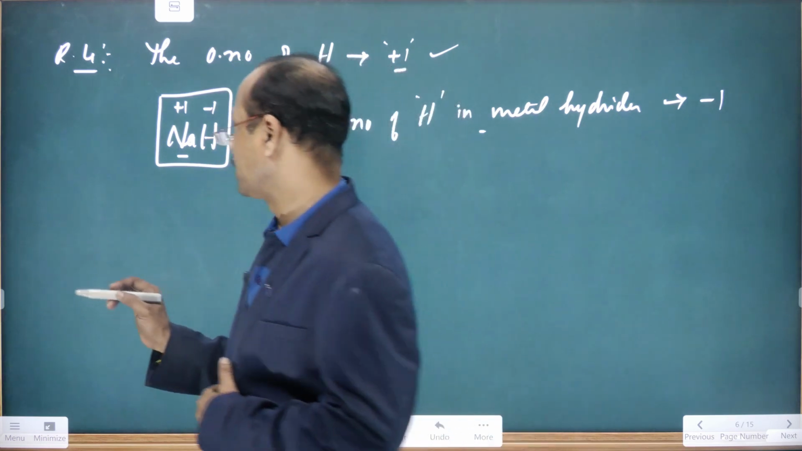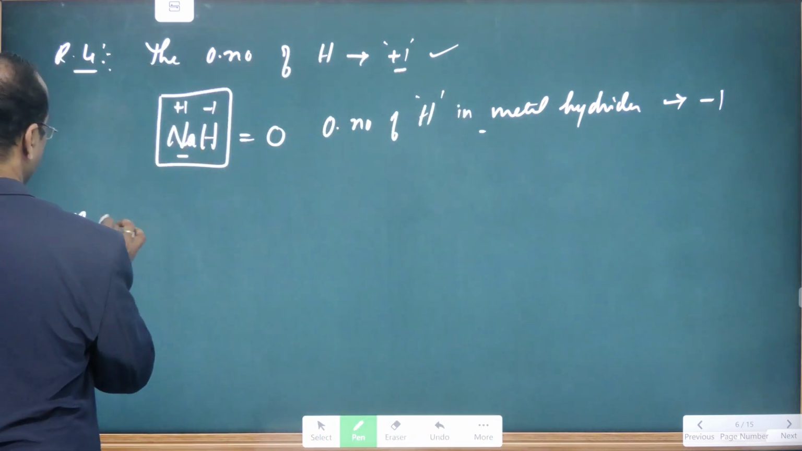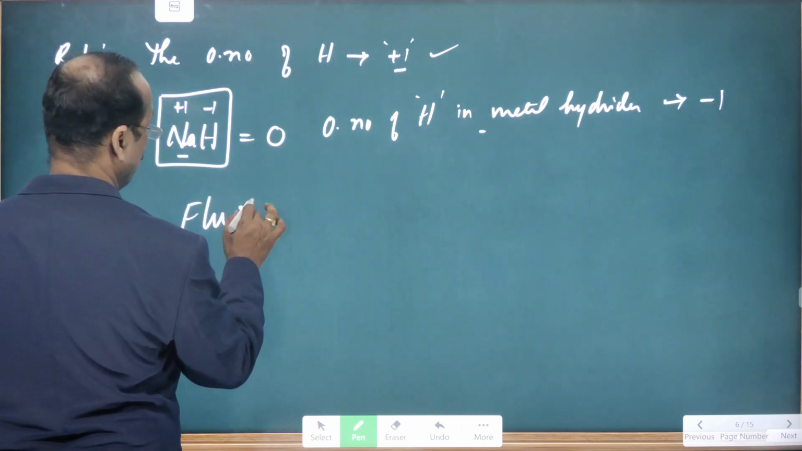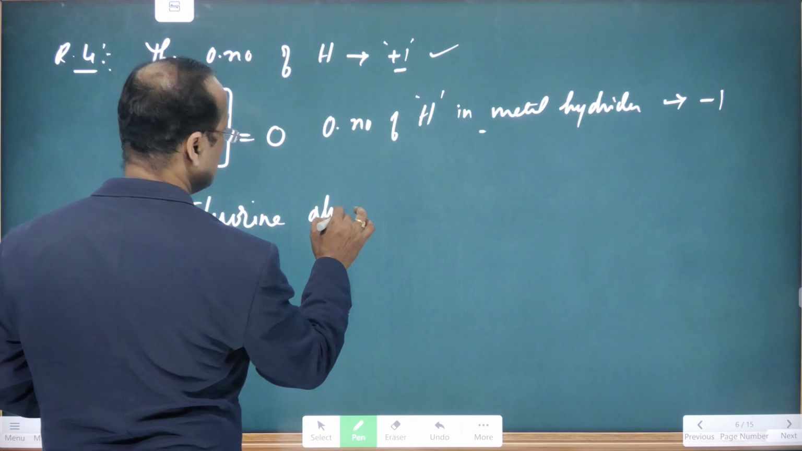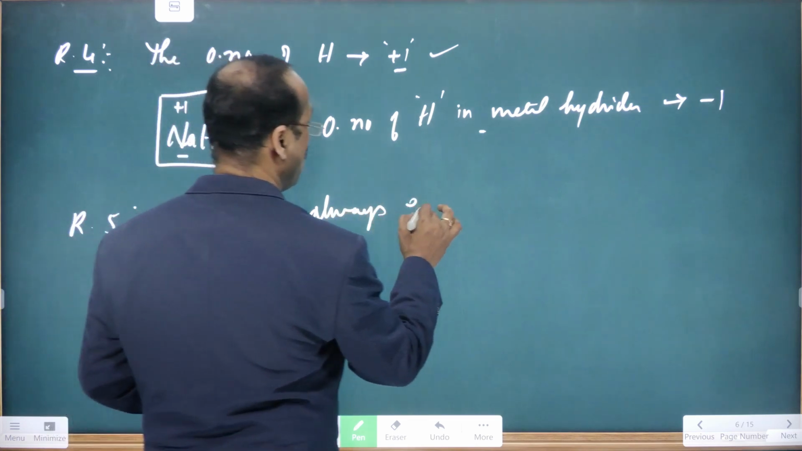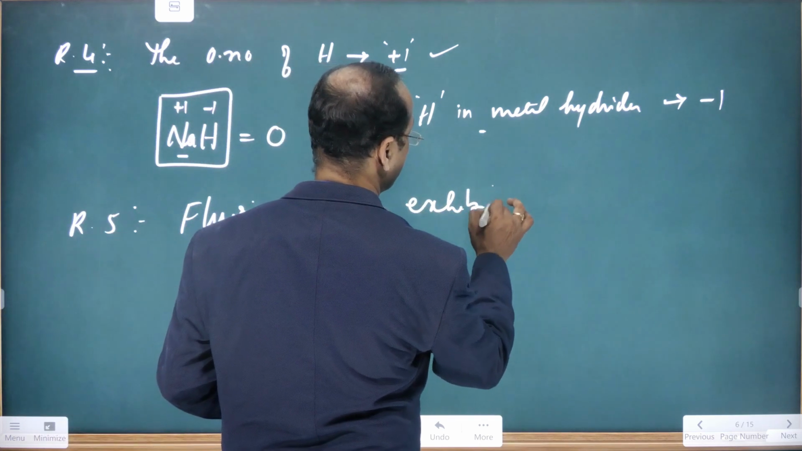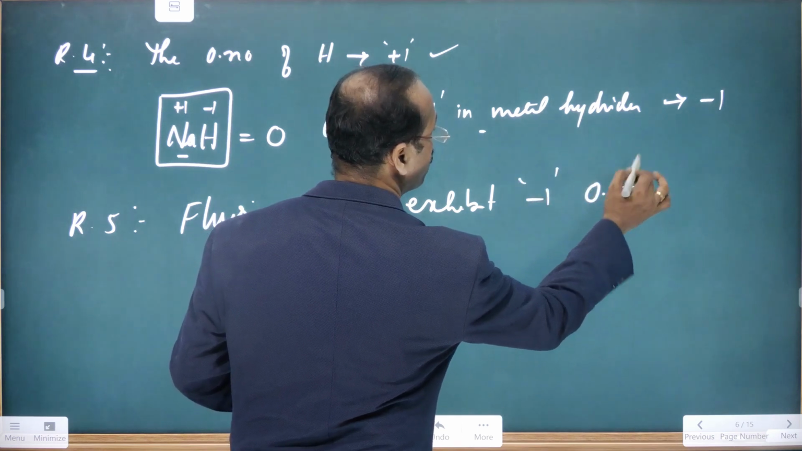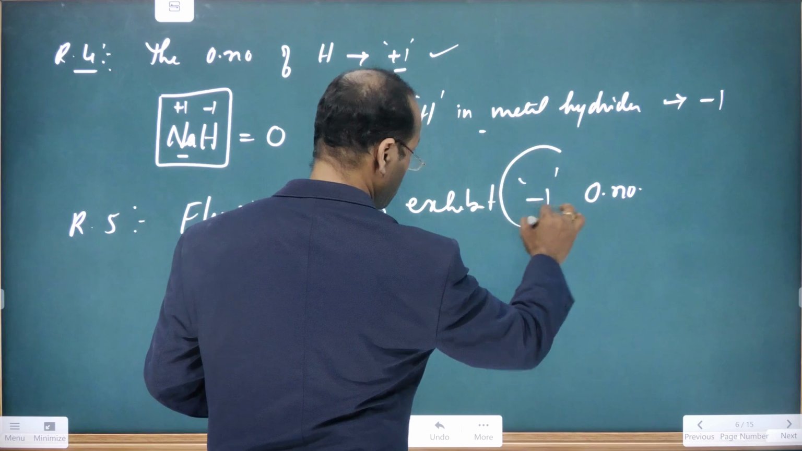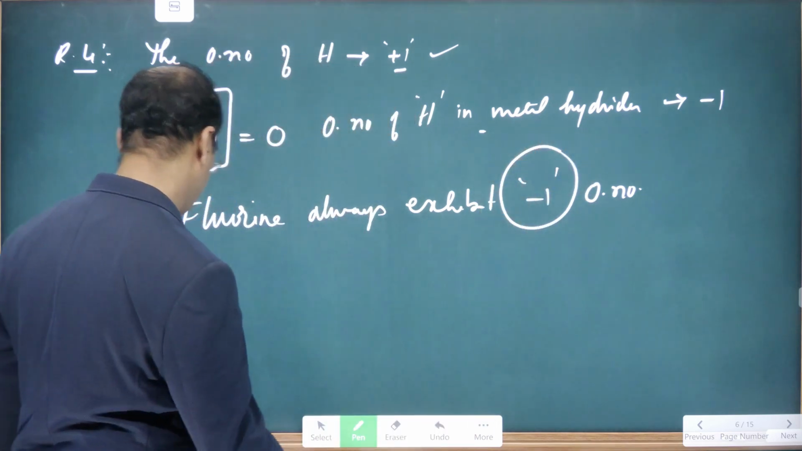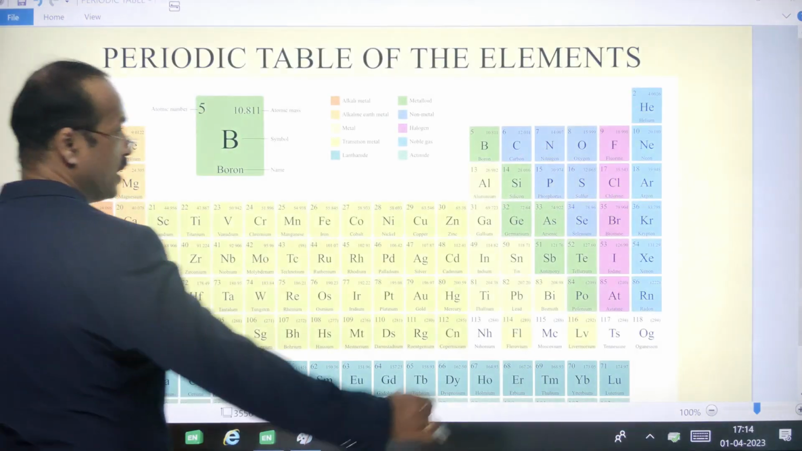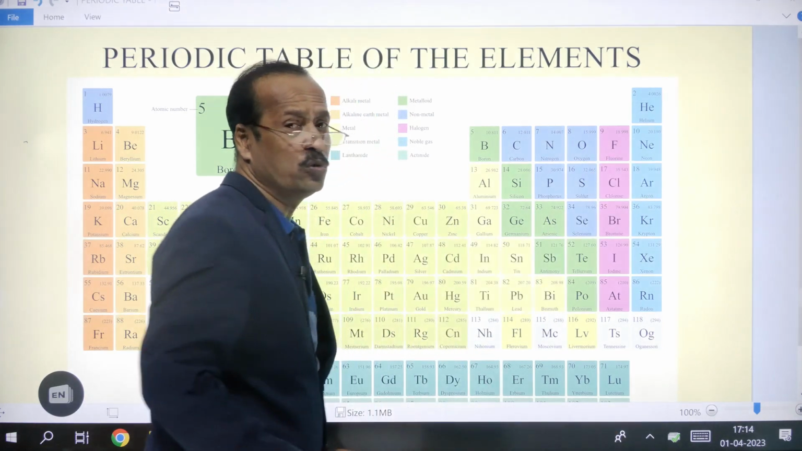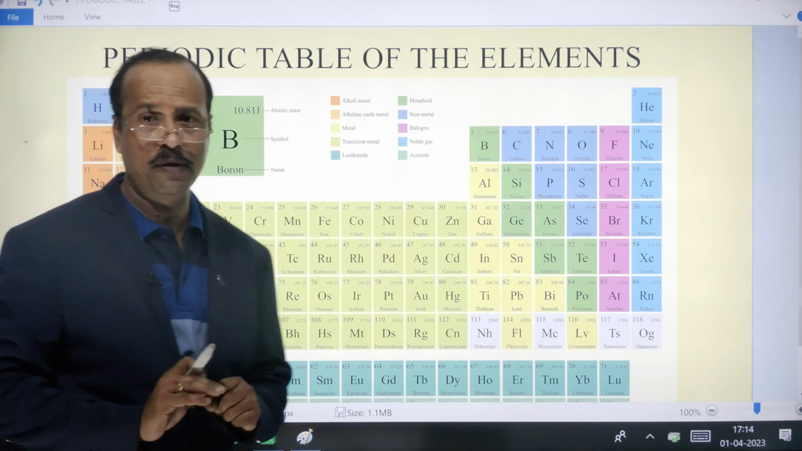Next, rule number 5. Fluorine always exhibits -1 oxidation number in its compounds. Always it exhibits what? -1. Where is the fluorine? Here is the fluorine. See, this is fluorine. Fluorine is the most electronegative element in the periodic table.